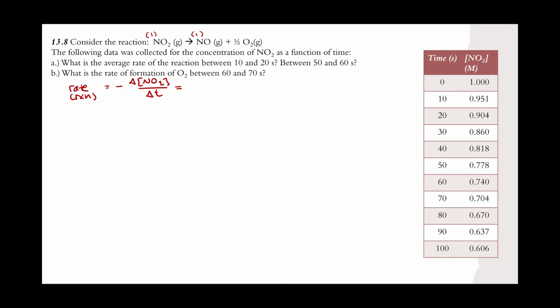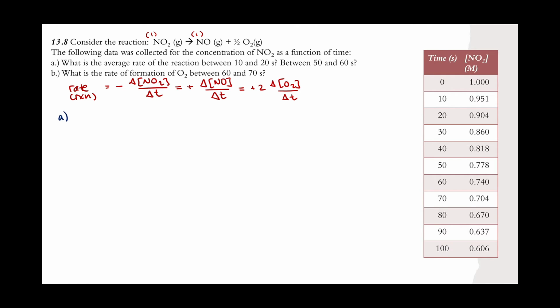We'll have that equal to our products. Our first product is nitrogen monoxide. That also has a coefficient of 1 in front of it, so I'm just going to write positive change in nitrogen monoxide over change in time. And then that's going to be equal to 1 divided by 1/2, which is 2, so we'll have positive 2 times the change in concentration of the oxygen gas over change in time. And that's our rate of reaction for this whole equation that we were given. And now we can go ahead and get started.